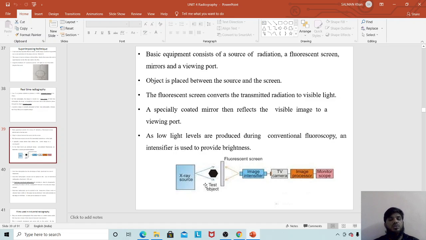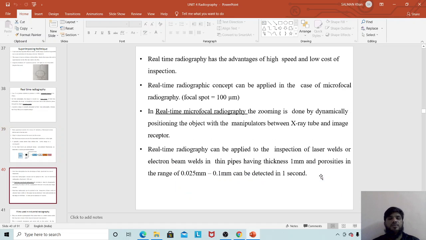It is nothing but we will have a source. That source will send the signal, and we will have an object which is exposed to the X-rays, and then we make them fall on a fluorescent screen. The screen acts as an image intensifier, which means it improves the quality of the image, and then we can get it on a monitor screen, or you can obtain it on a film copy.